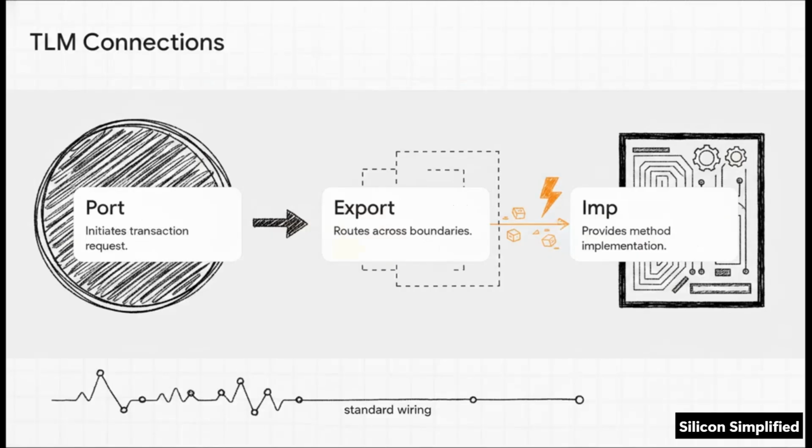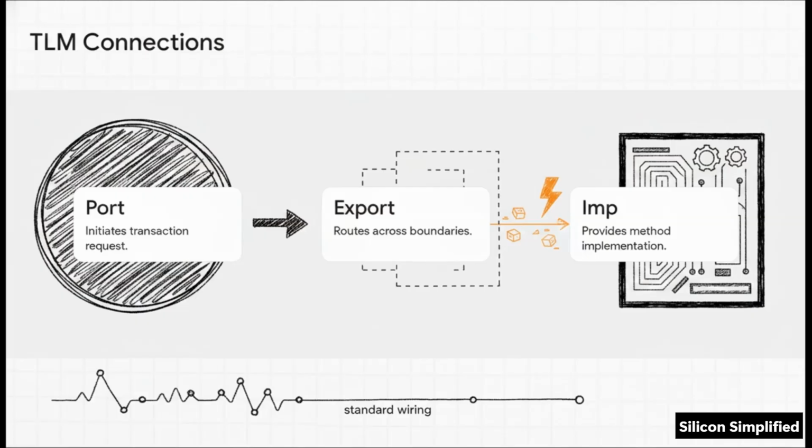Let's move on and see how this builds chronologically when a transaction crosses a component boundary. Step 1, the port in the initiator component makes the call, say a put request. Step 2, that request hits an export. The export acts like a pass-through router, promoting the interface implementation from a child component up to the parent level. And step 3, the request finally reaches the IMP.